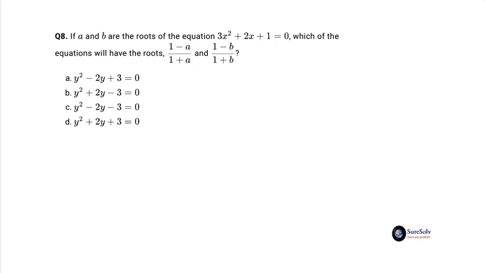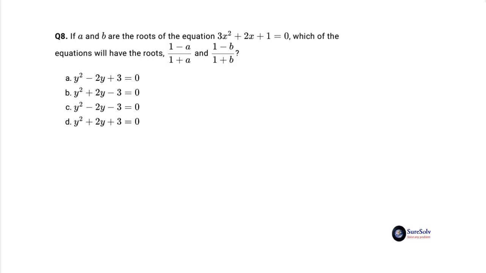Question 8 is, if A and B are the roots of the equation 3x squared plus 2x plus 1 equal to 0, which of the equations will have the roots 1 minus A by 1 plus A and 1 minus B by 1 plus B? Option A, y squared minus 2y plus 3 equal to 0. Option B, y squared plus 2y minus 3 equal to 0. Option C, y squared minus 2y minus 3 equal to 0. And option D, y squared plus 2y plus 3 equal to 0.